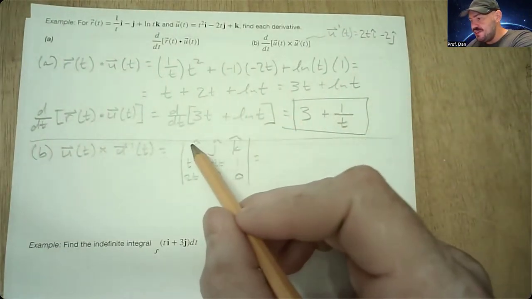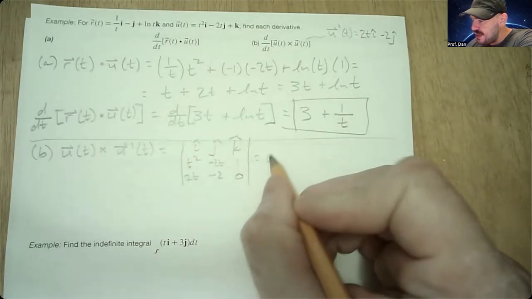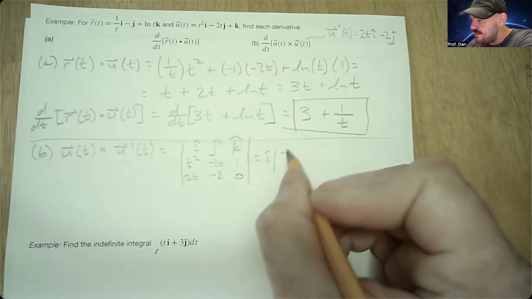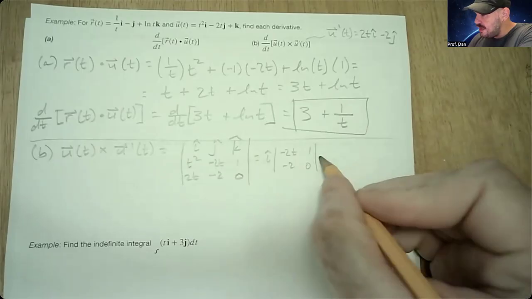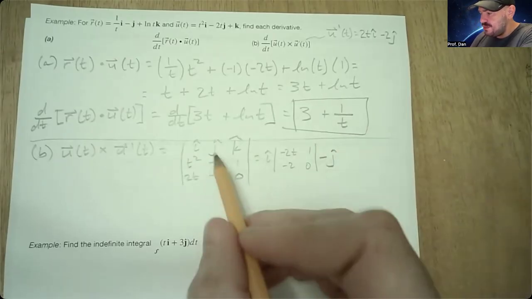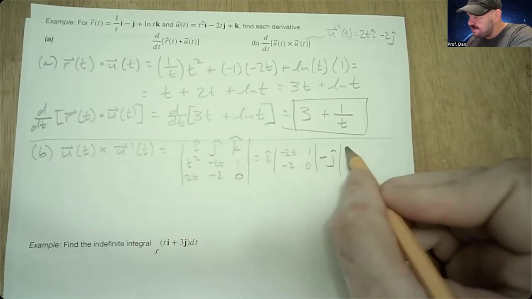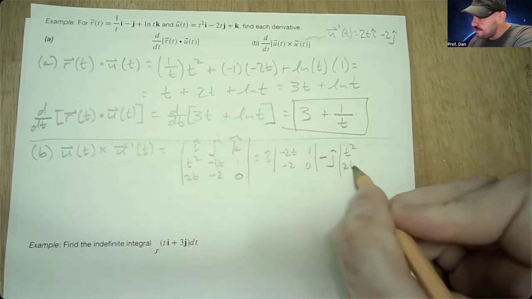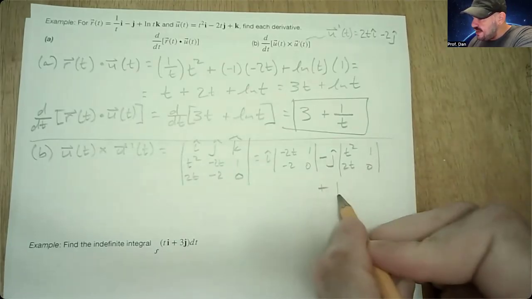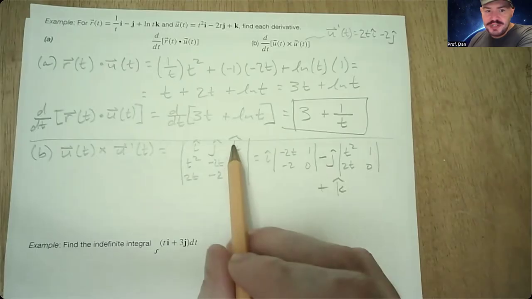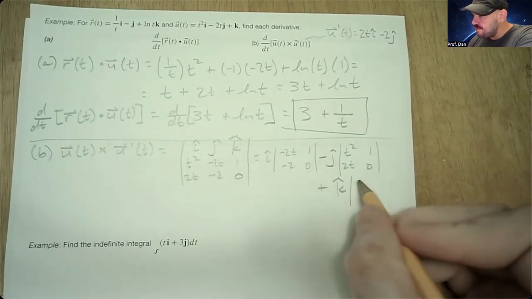Right? So if I eliminate first column, first row, I end up getting i times this determinant minus j. Now, if I eliminate the second column, first row, we get this determinant plus k. And if I eliminate the third column, we're left with this determinant.